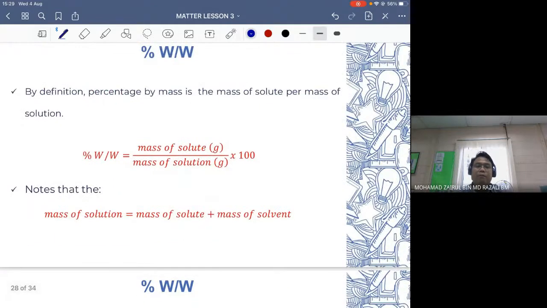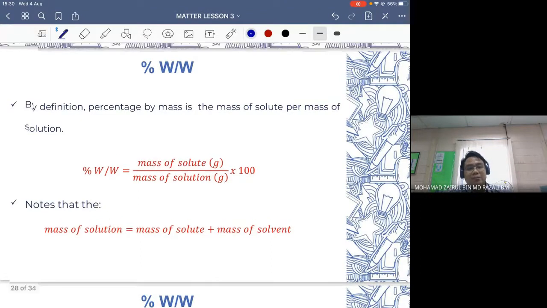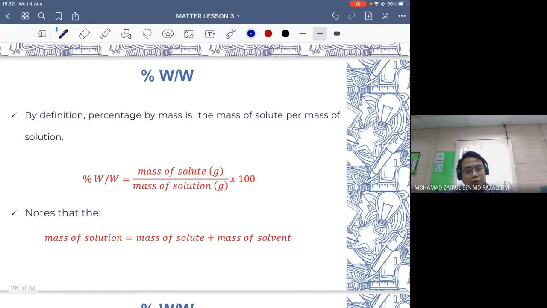Okay. We have percentage by mass and percentage by volume. Percentage by mass is the mass of solute per mass of the solution. Okay, and the mass of solution is equal to mass solute plus mass solvent. So awak kena bezakan lah. So mass solution sama dengan mass solute tambah mass solvent.